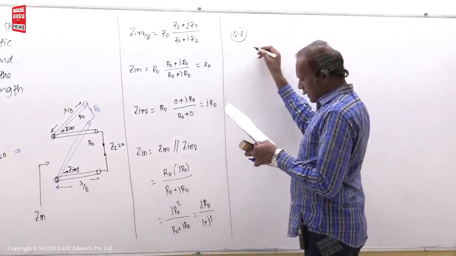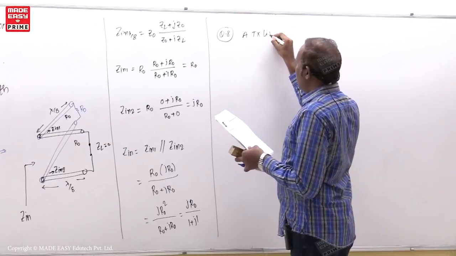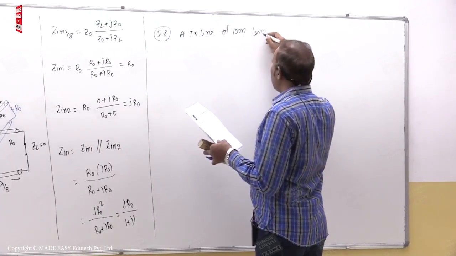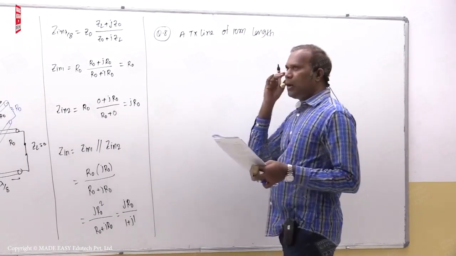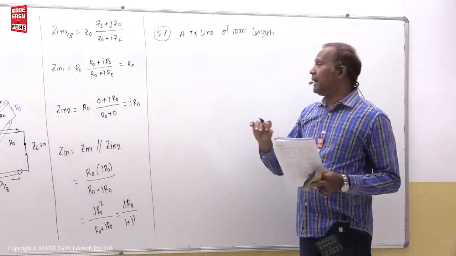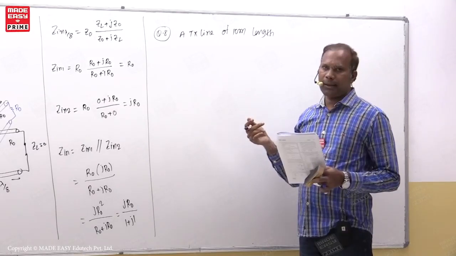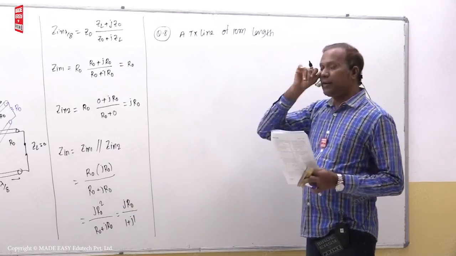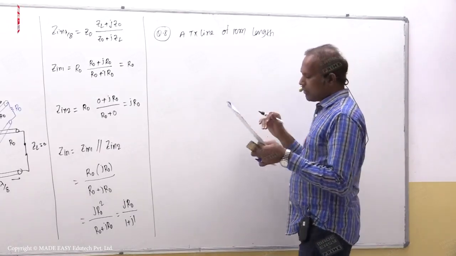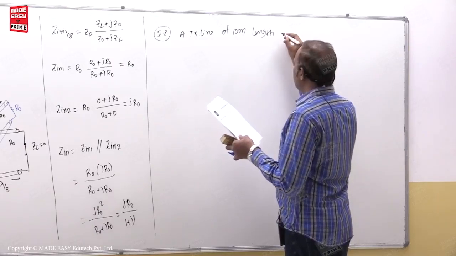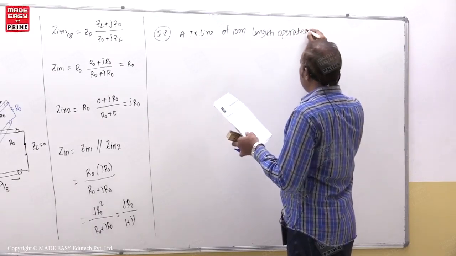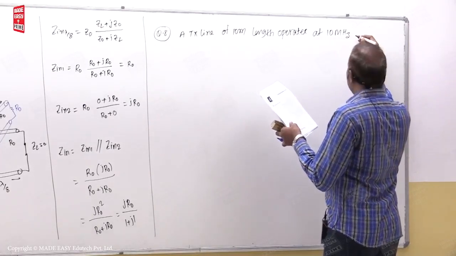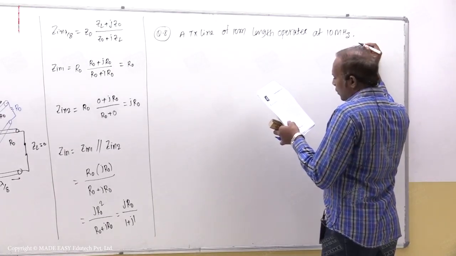Next, question number 8. A transmission line of 10 meter length. Students, I told you, transmission line length is always measured in terms of lambdas. But here it is given in meters, 10 meters. That means you have to convert the transmission line length into wavelengths. Definitely for that frequency should be given. So in this question frequency is given. The 10 meter line operates at 10 megahertz frequency. Assume the line to be lossless.